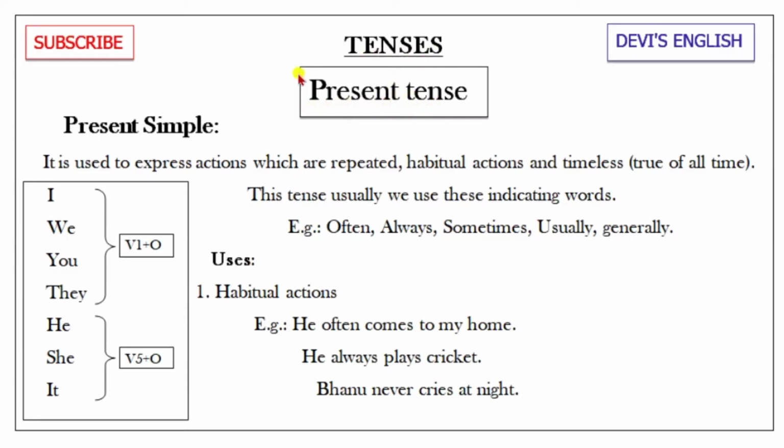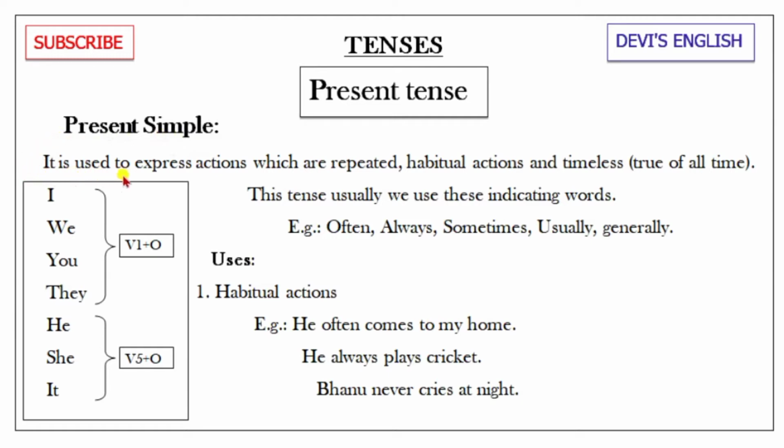Last video I have explained about all tenses at a glance. In this video I am explaining present tense. And present tense has four subtenses: simple present or present simple, continuous, perfect, perfect continuous.